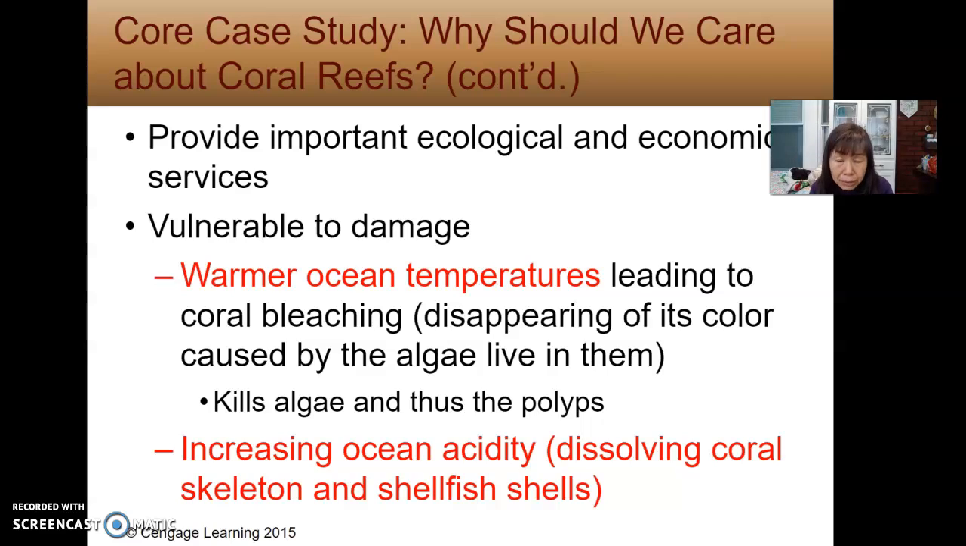Another way to cause damage is increasing ocean acidity, because we have so much carbon dioxide. When carbon dioxide dissolves in water, it makes the water more acidic. Not to mention, we have acid rain too. The increased acidity dissolves coral skeletons, calcium carbonate, and other shellfish. Their shells are made of calcium carbonate too, so they also get dissolved.